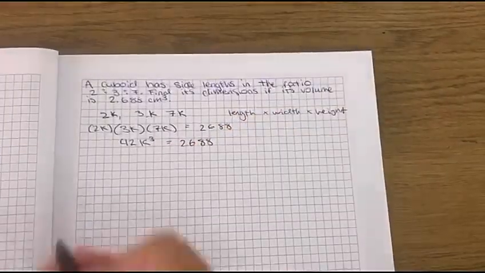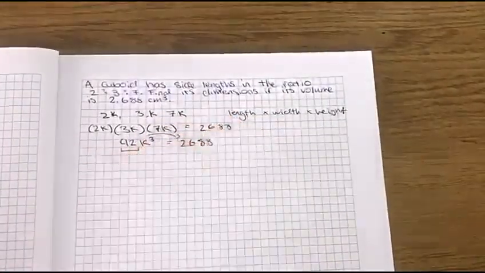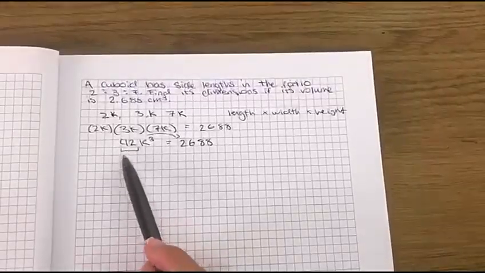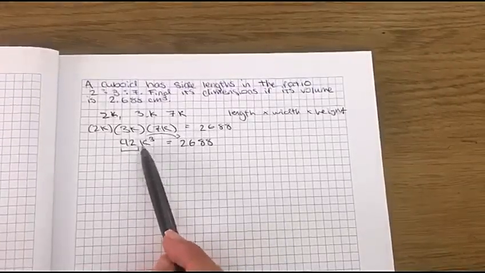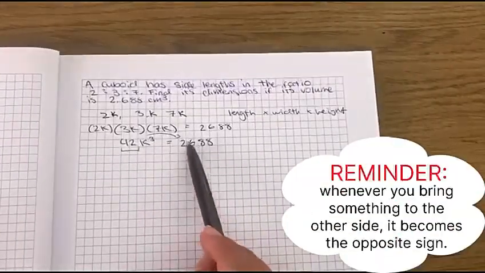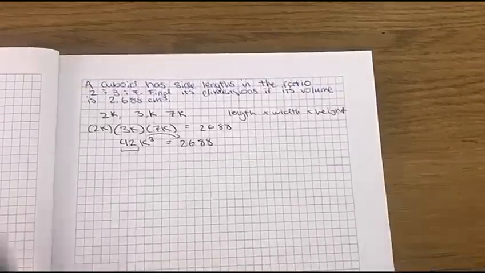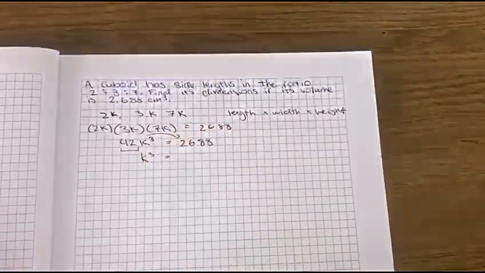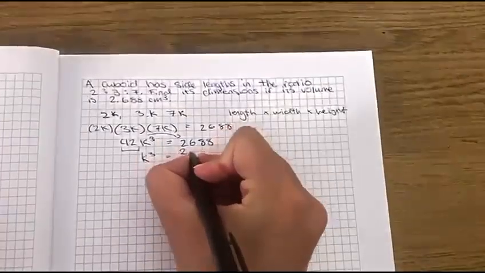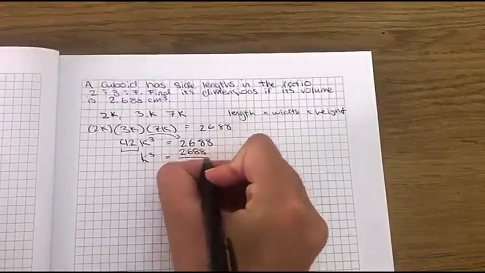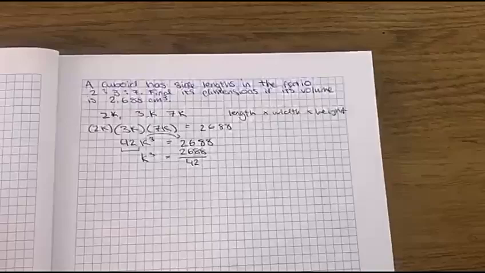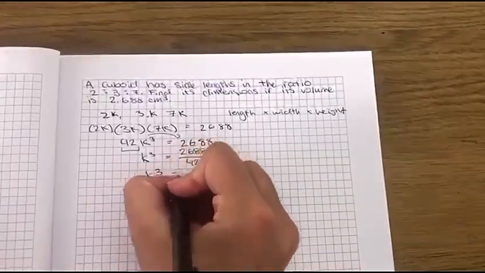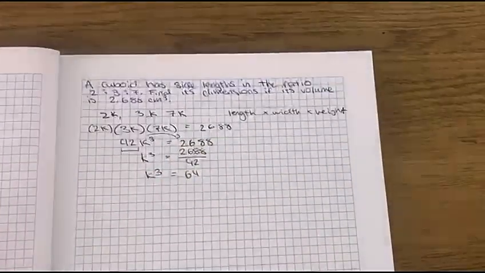And then I'm going to move this 42 to the other side. In this section, the 42 is multiplying by the k. If I move it to the other side, it will be doing the opposite, which is division. So k cubed will give us 2,688 all over 42. And once you solve for that, you should get 64.